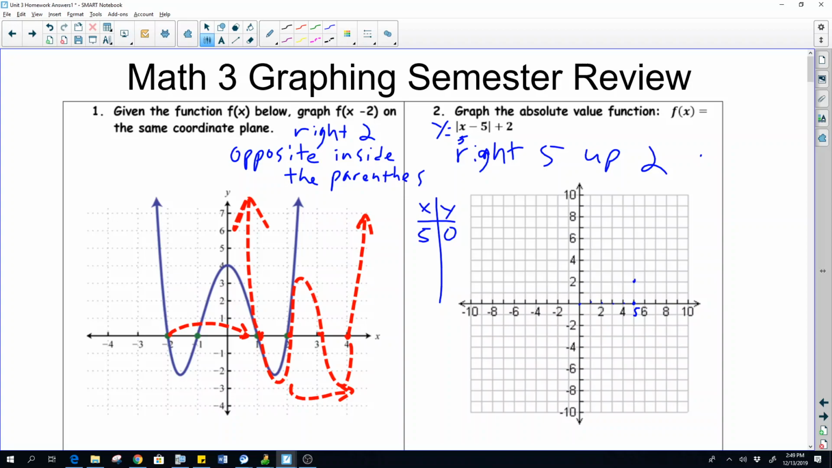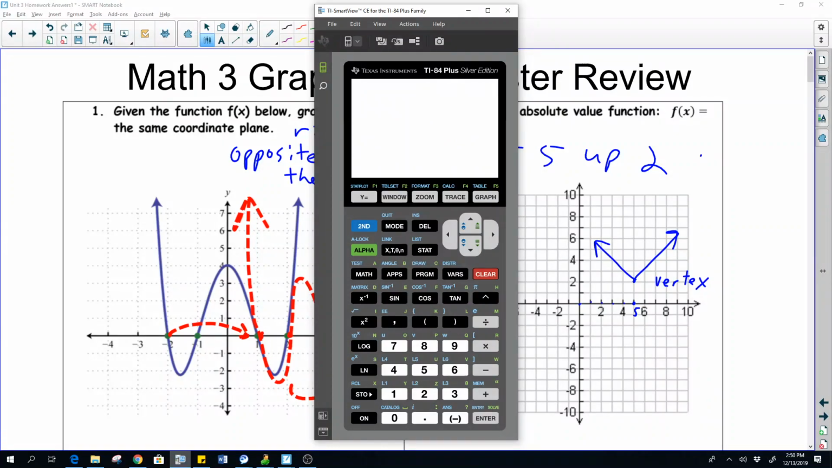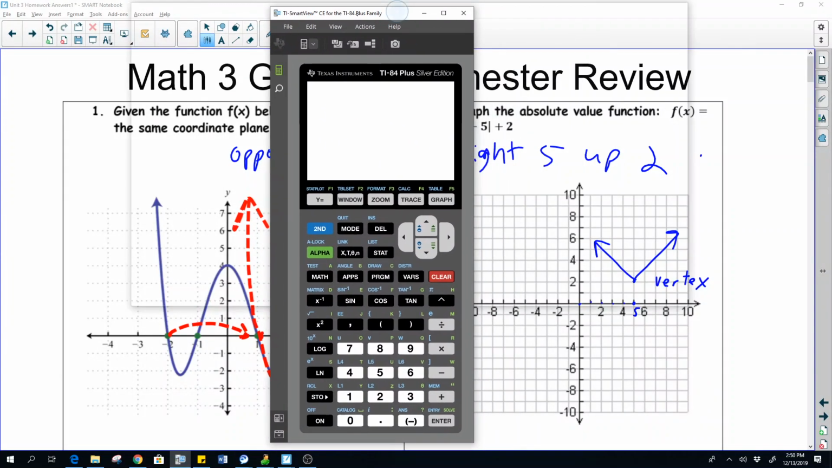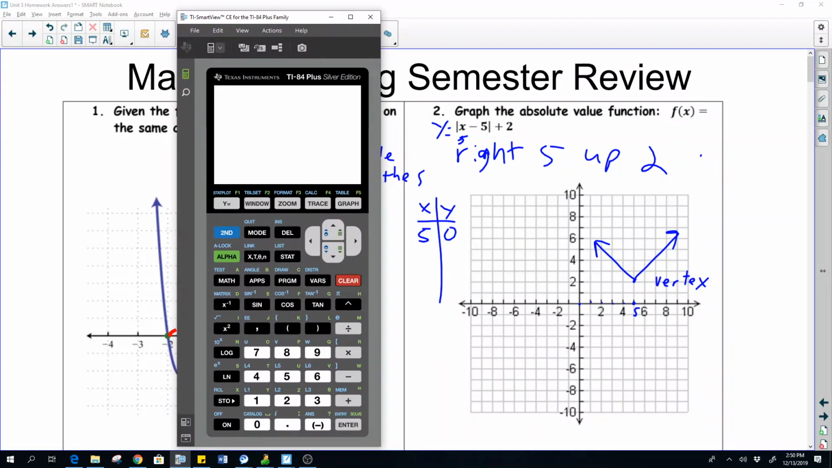So that's called the vertex, right? Remember that, vertex? And so all the absolute value graphs go up and to the right, and then up and to the left. That's the flying V for absolute value. Now you can use your graphing calculator on the test, so that's awesome. But you have to know where to find ABS, absolute value.